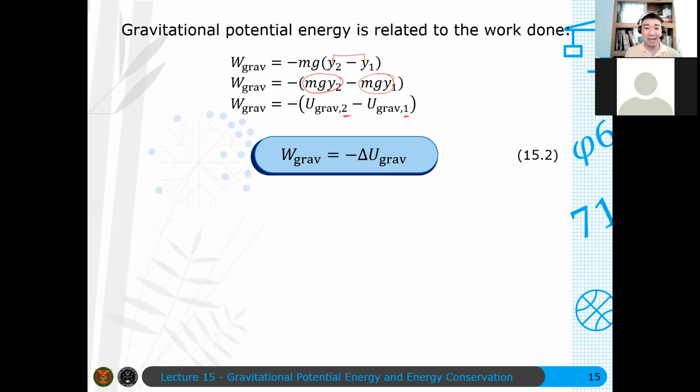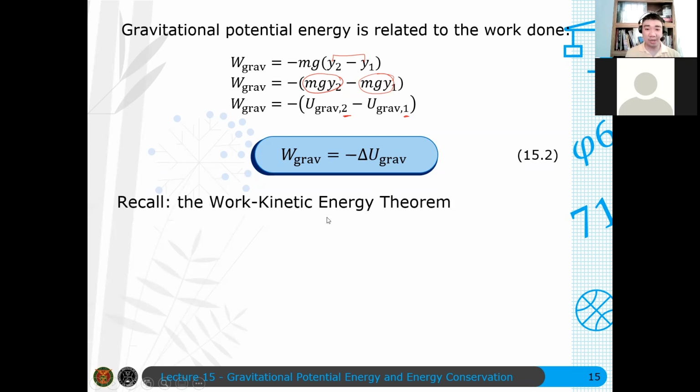Clear ba yon? Hindi na siya lang W equals delta K. It's still possible na W equals delta K. Makikita natin yan later. Pero meron nang ibang pinuntahan yung gravitational work. That is, it changes the gravitational potential energy of the system. Clear ba tayo doon? Is this clear? Yes. Okay, I hope this is clear.